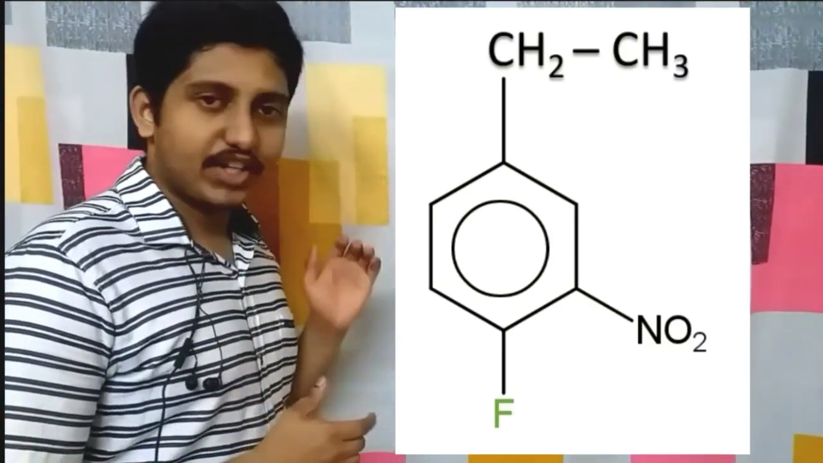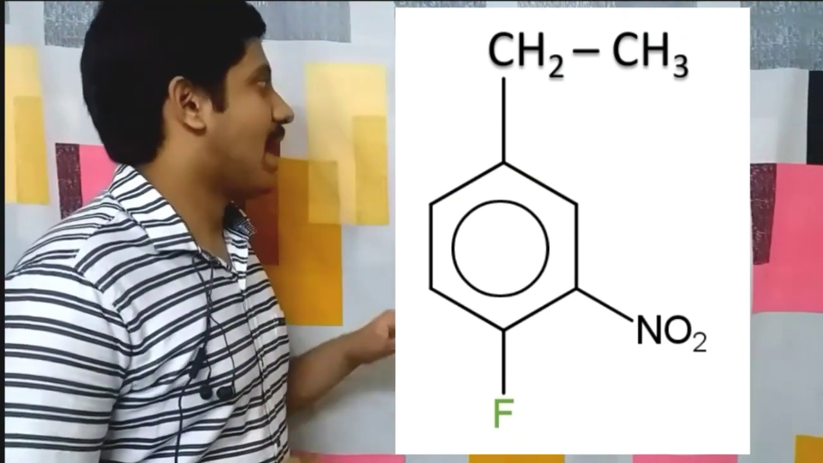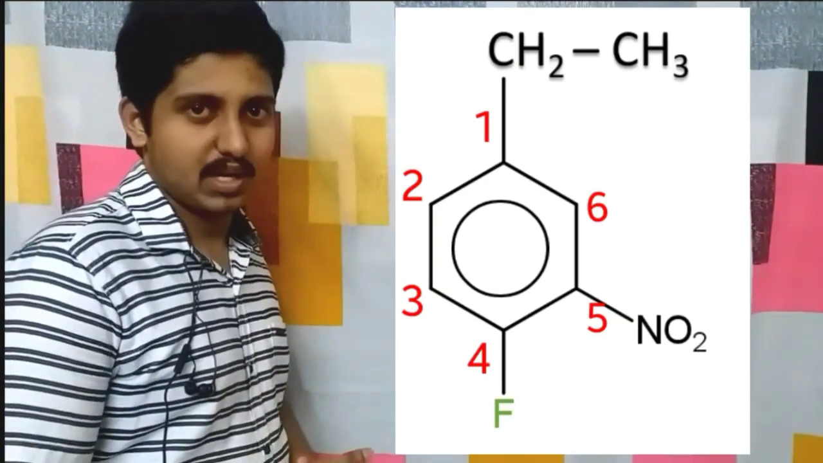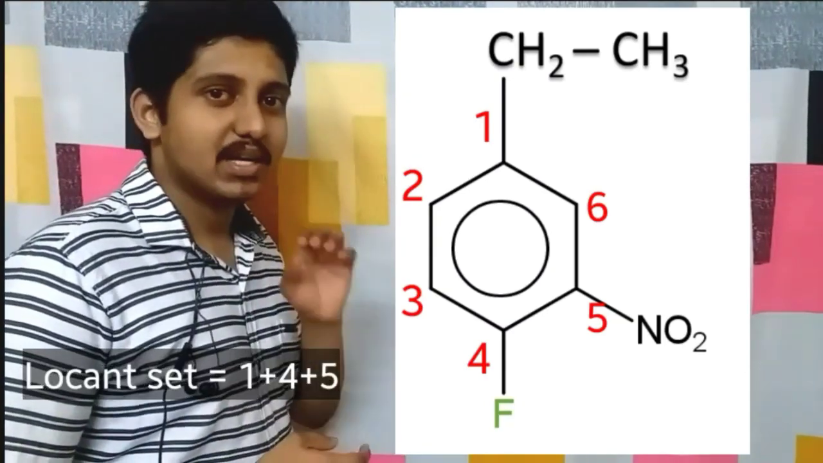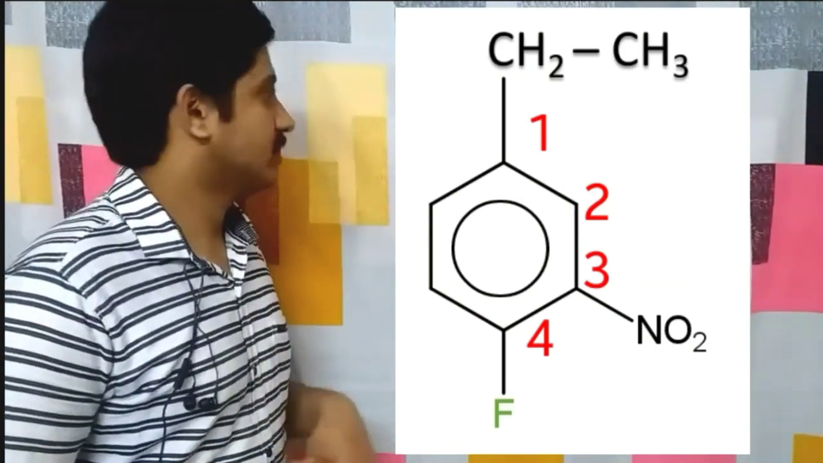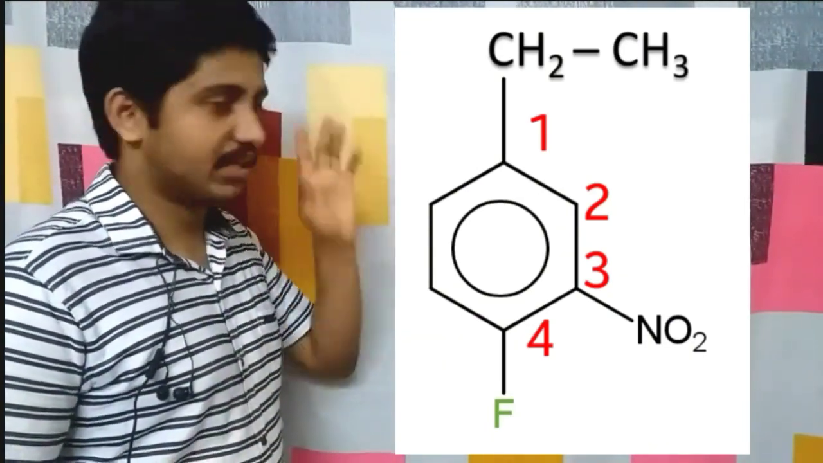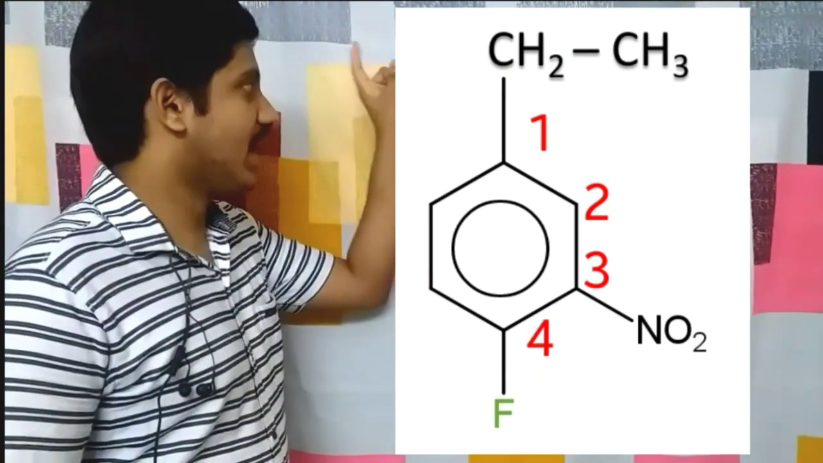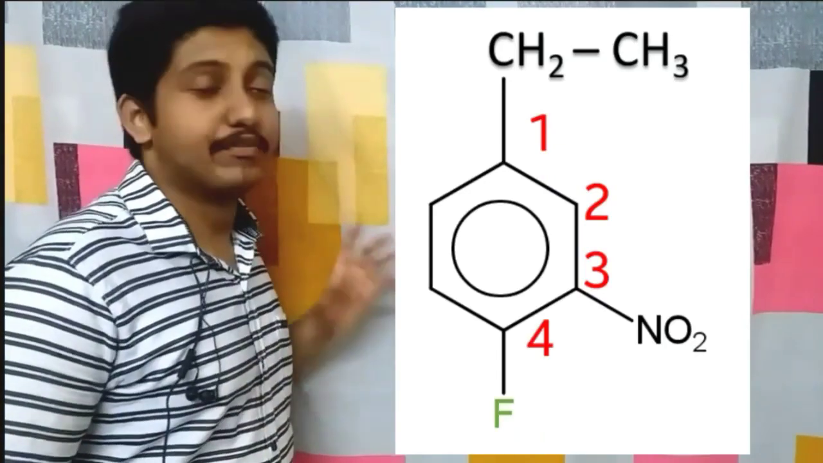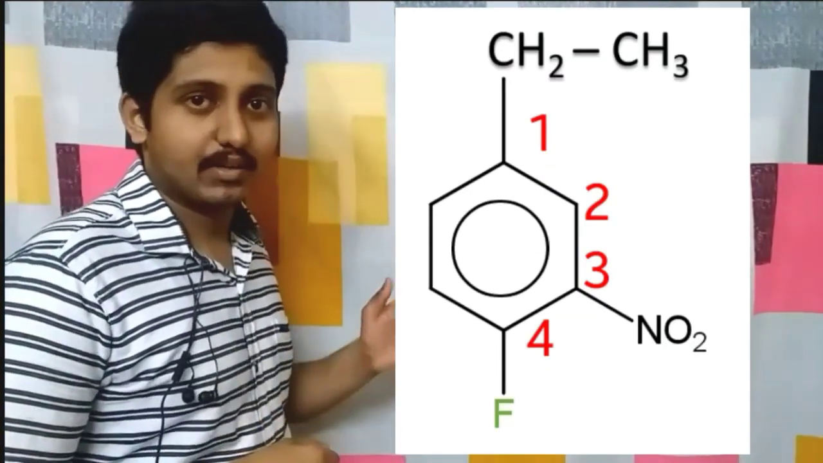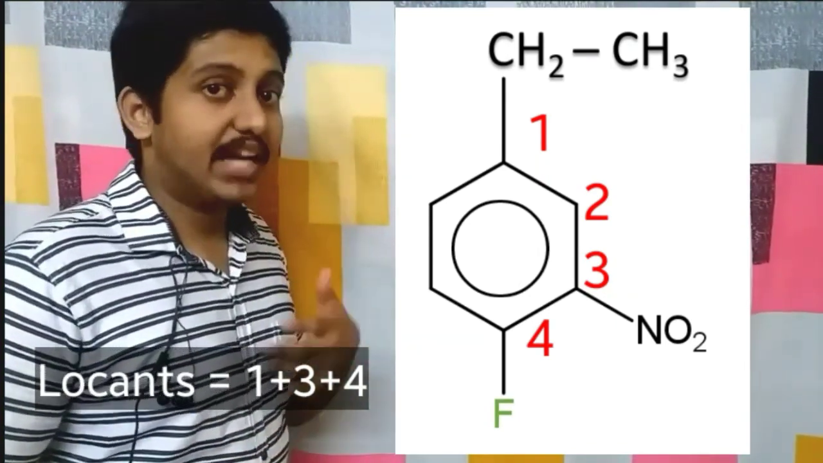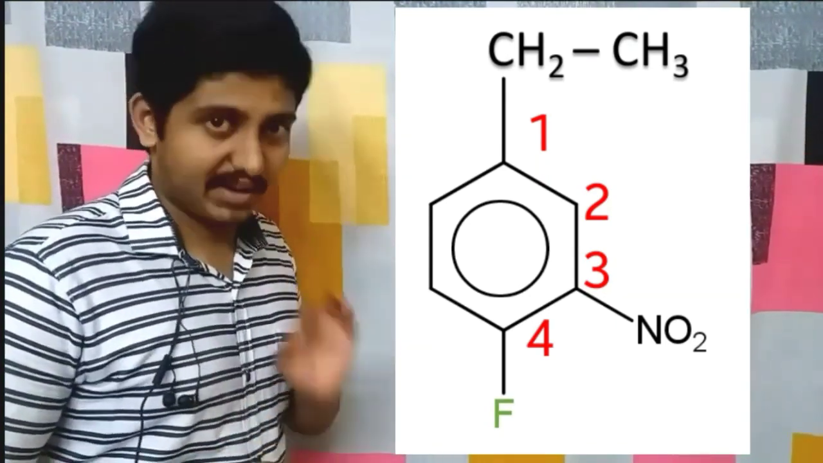So according to the alphabetical order of numbering, we have the set of numbers as this, that is 1, 4 and 5. The locant set will be 10. And now we have another set of numbering like this. Again, ethyl is given the first branch position and then the others with respect to it, that is 3, 4 nitro and 4, 4 fluoro. Again, we have the locant set as 8. So we may think that it is the lowest locant set, but not.